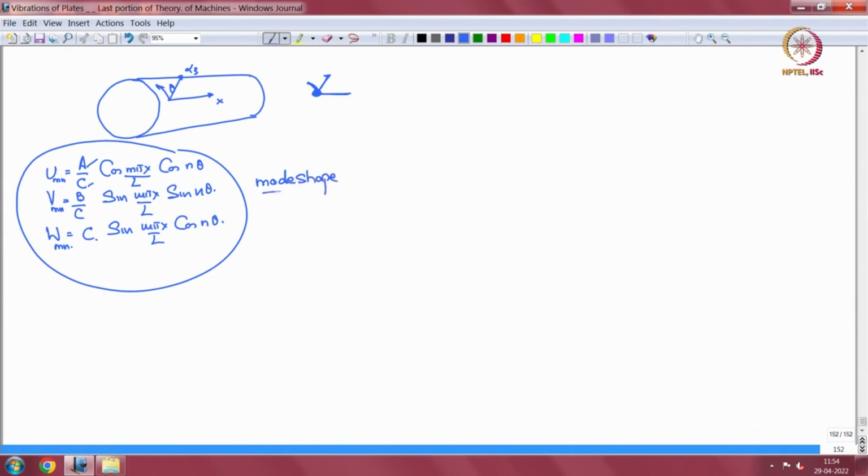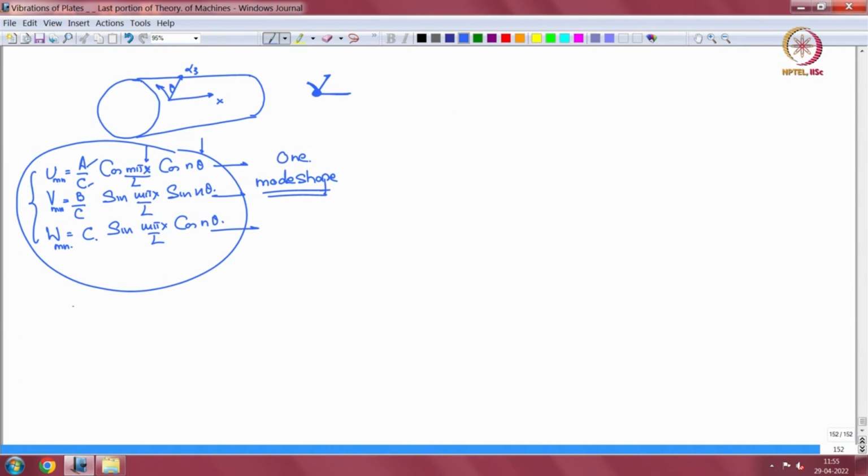In a single mode shape, this is how a single point at x star, theta star, let us say, moves. It has this displacement in the axial direction, this in the torsional direction, this in the transverse direction. So these three expressions together are one mode shape. They are not three mode shapes, one mode shape, okay. So how do we now represent?